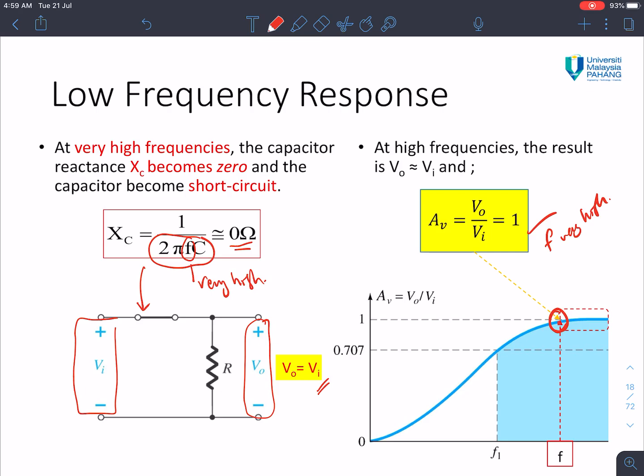You can see the three different levels. First at F equal to 0, then F somewhere here until we reach this area, and then the very high frequency is here. This is the three situations for different frequencies during the low frequency response.